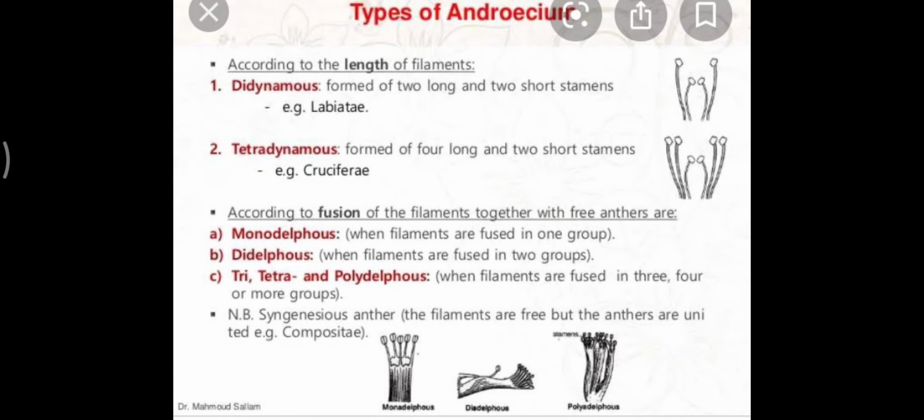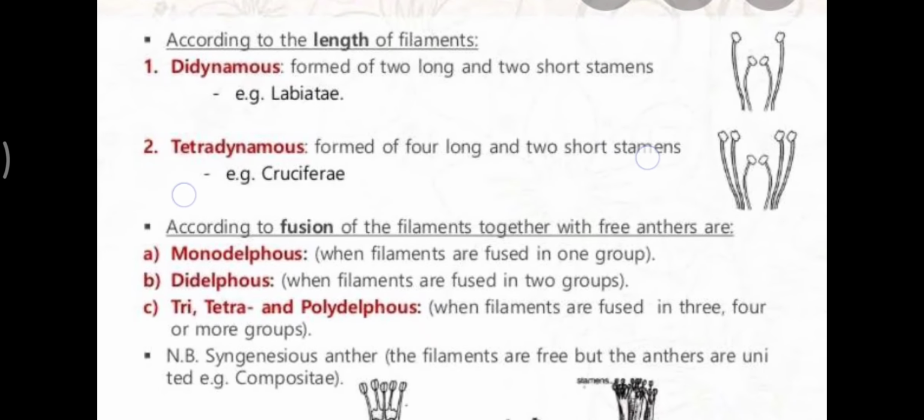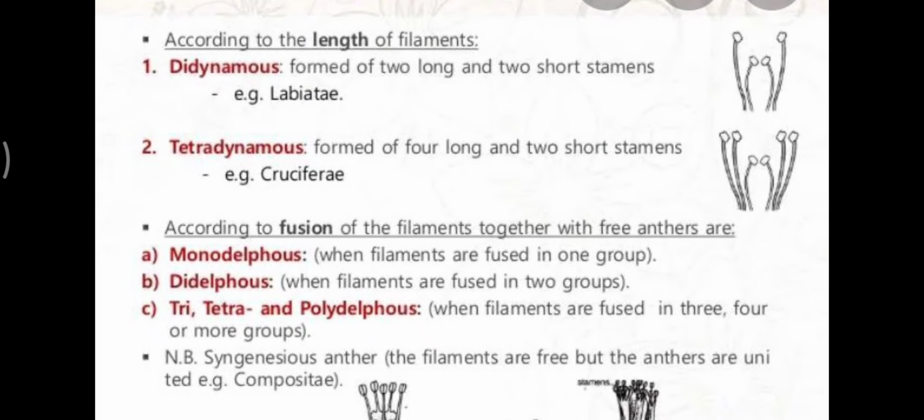Now let us see the type of androecium on the basis of length of filament. So if there are two long filaments and two short filaments, then that condition is known as didynamous. If the length of the filament is like that, 4 long and 2 short are there, then it is known as tetradynamous.